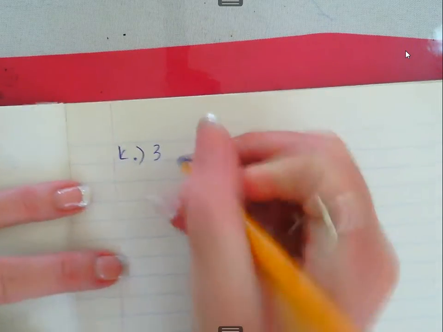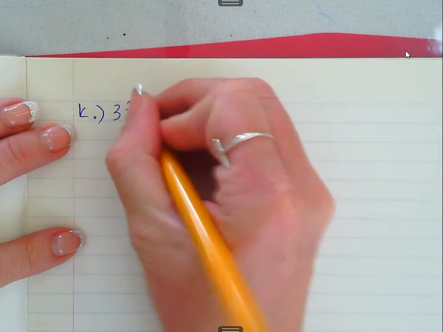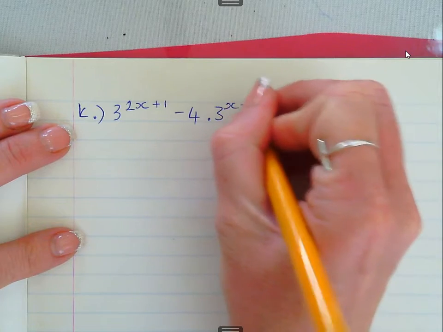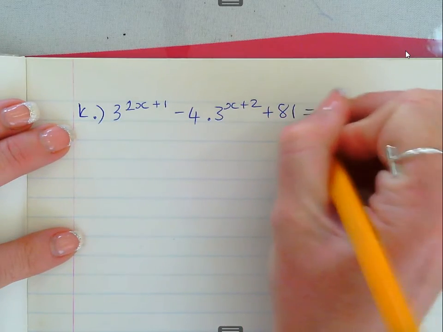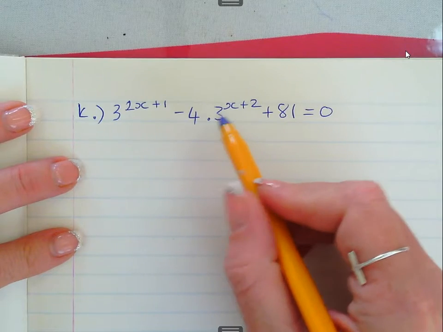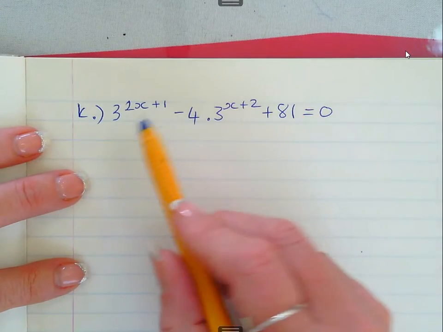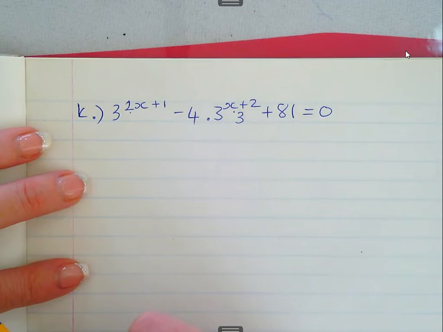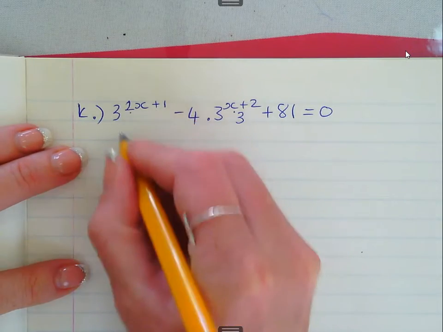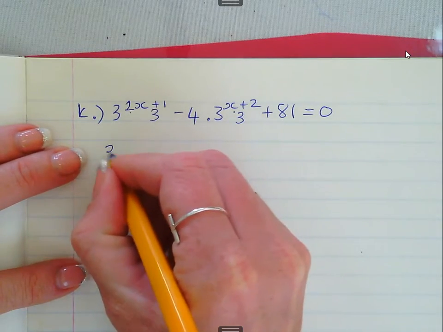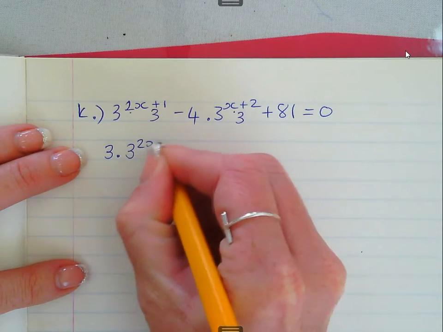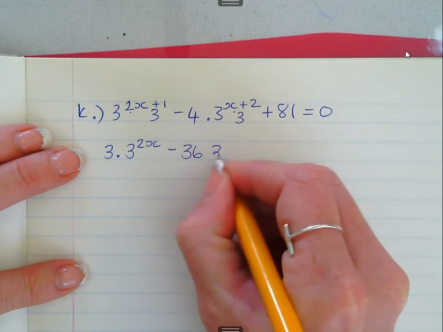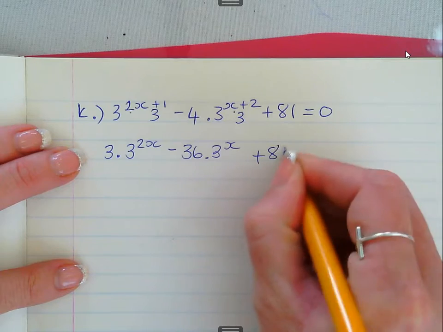It was 3 to the power of 2x plus 1 minus 4 times 3 to the power of x plus 2 plus 81 equal to 0. So I hope you notice there are 3 terms. This exponent is double that exponent. And this exponent's base is 3. Okay. So when I rewrite this, this exponent's base is also 3, so it's actually 3 times 3 to the power of 2x. And then 4 times 9, which is going to be 36, 3 to the power of x, plus 81.